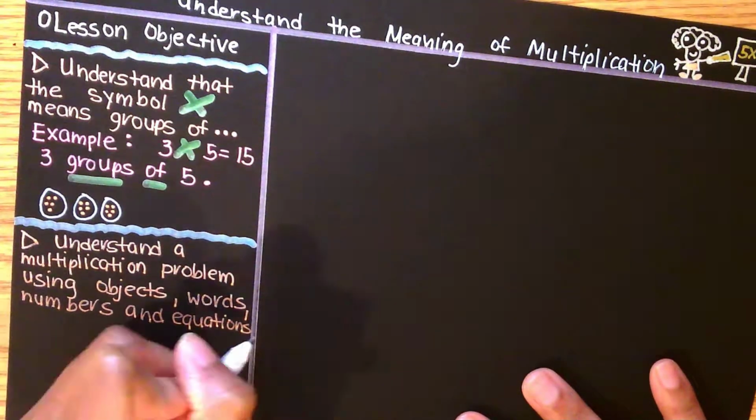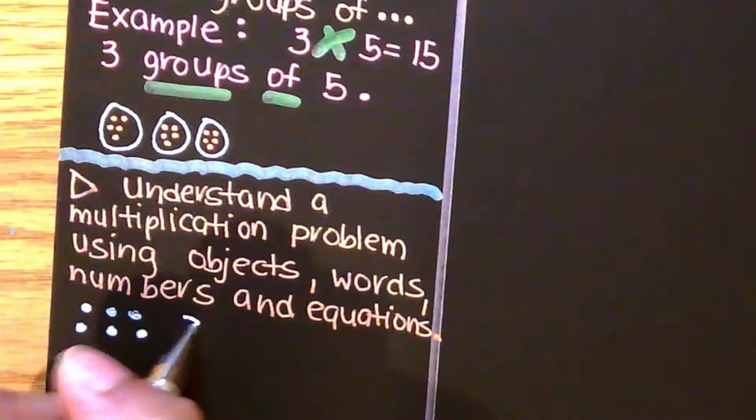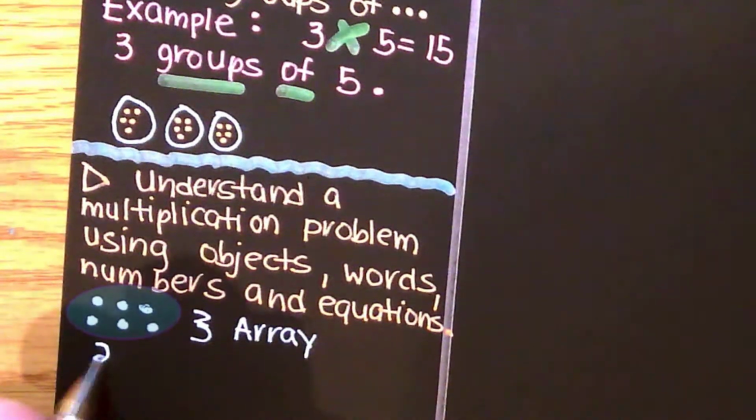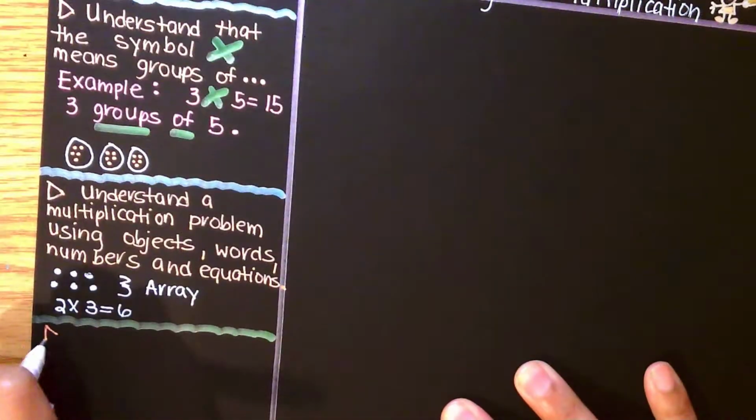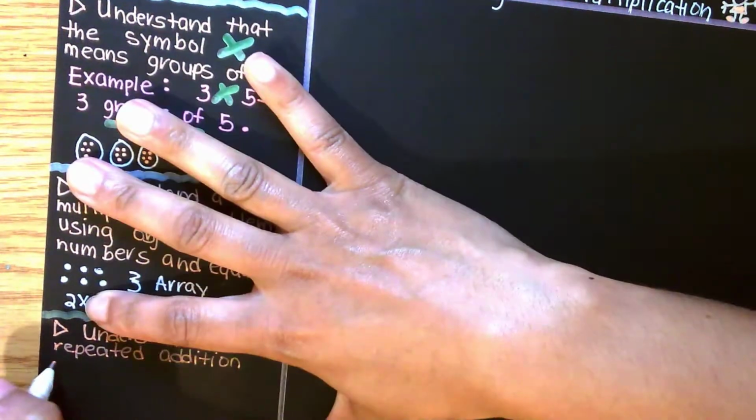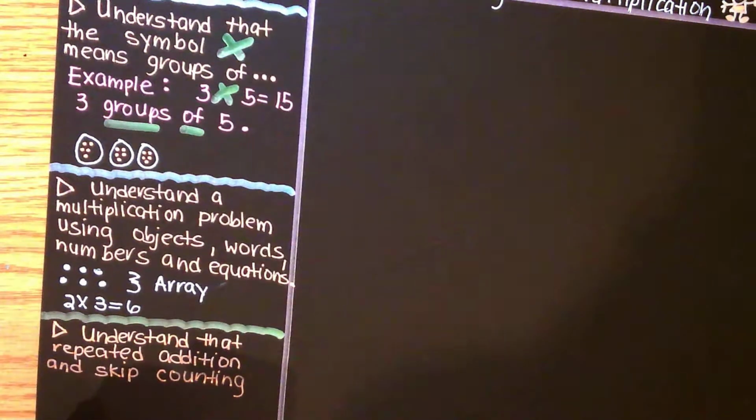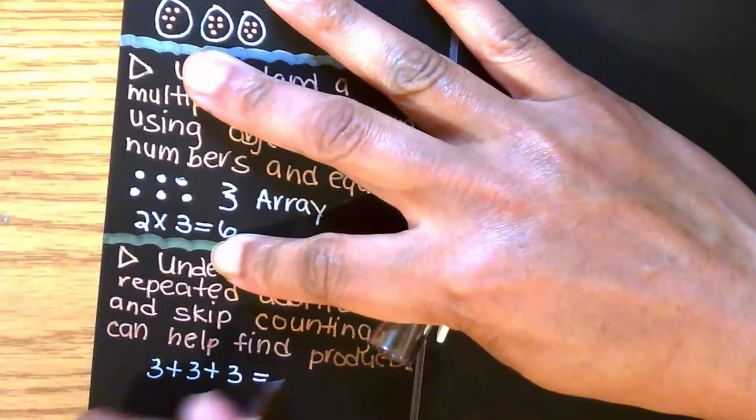One of the most popular representations using multiplication is an array. Here you'll see an array of 2 times 3. 2 rows and 3 columns equals 6. 2 times 3 equals 6. You'll also understand that repeated addition and skip counting can help find products. For instance, 3 plus 3 plus 3 equals 9.